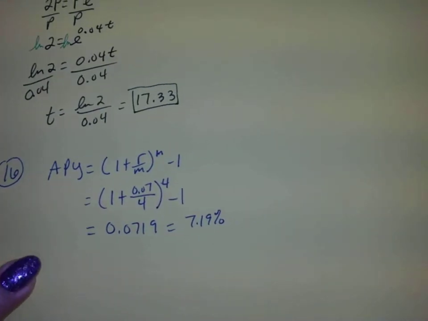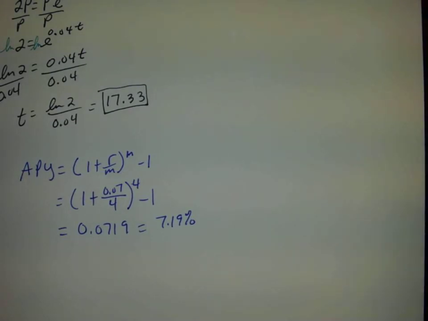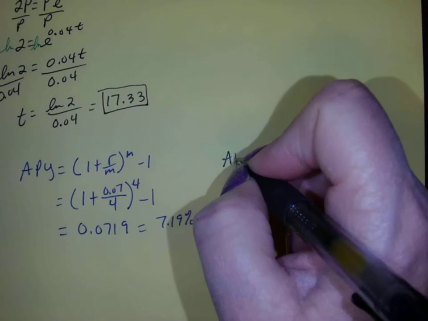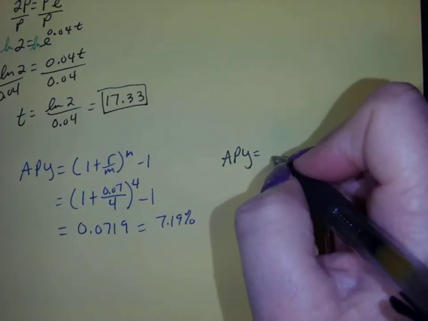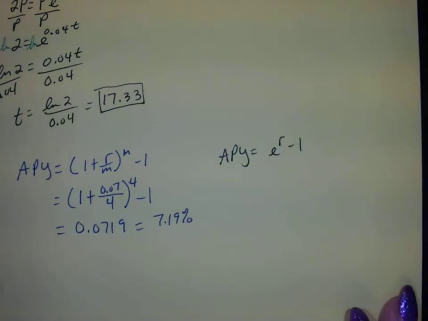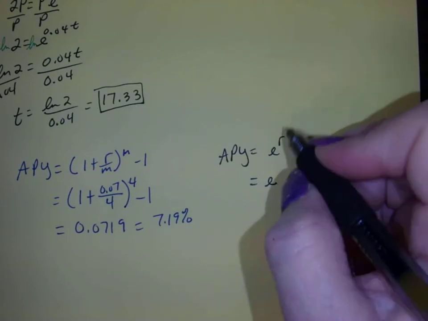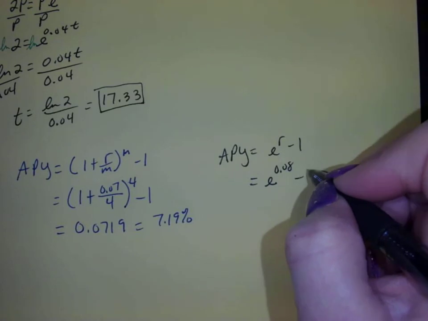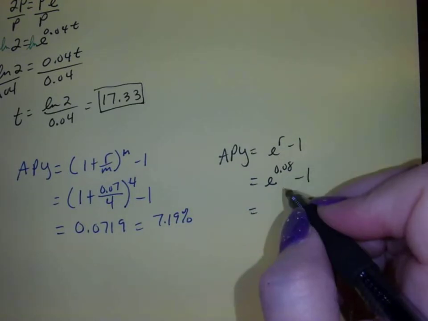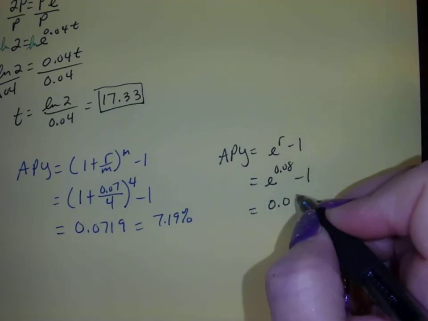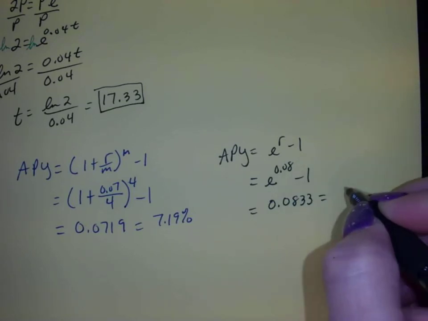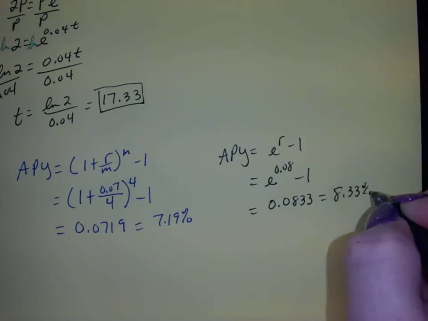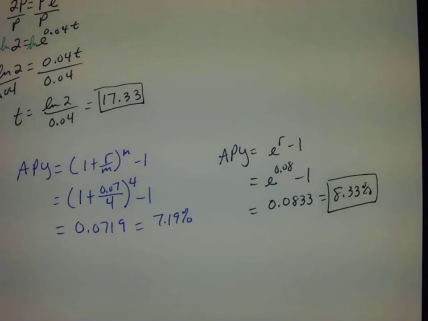Now the second one said that we were looking for 8% continuously. So for this one, our APY is equal to e to the r minus 1. So it'll be e to the 0.08 because our rate was 8%. And when we put that in the calculator, we will get 0.0833, which will then become 8.33%. So you have two formulas on those.